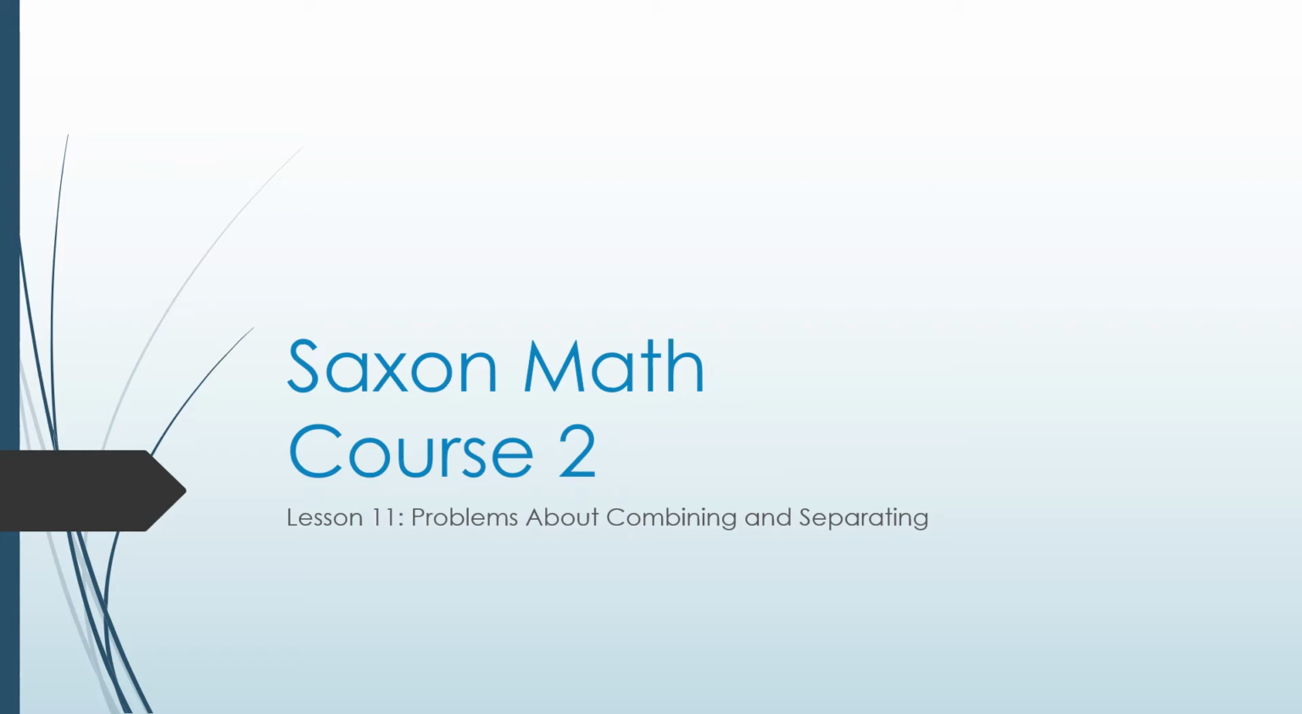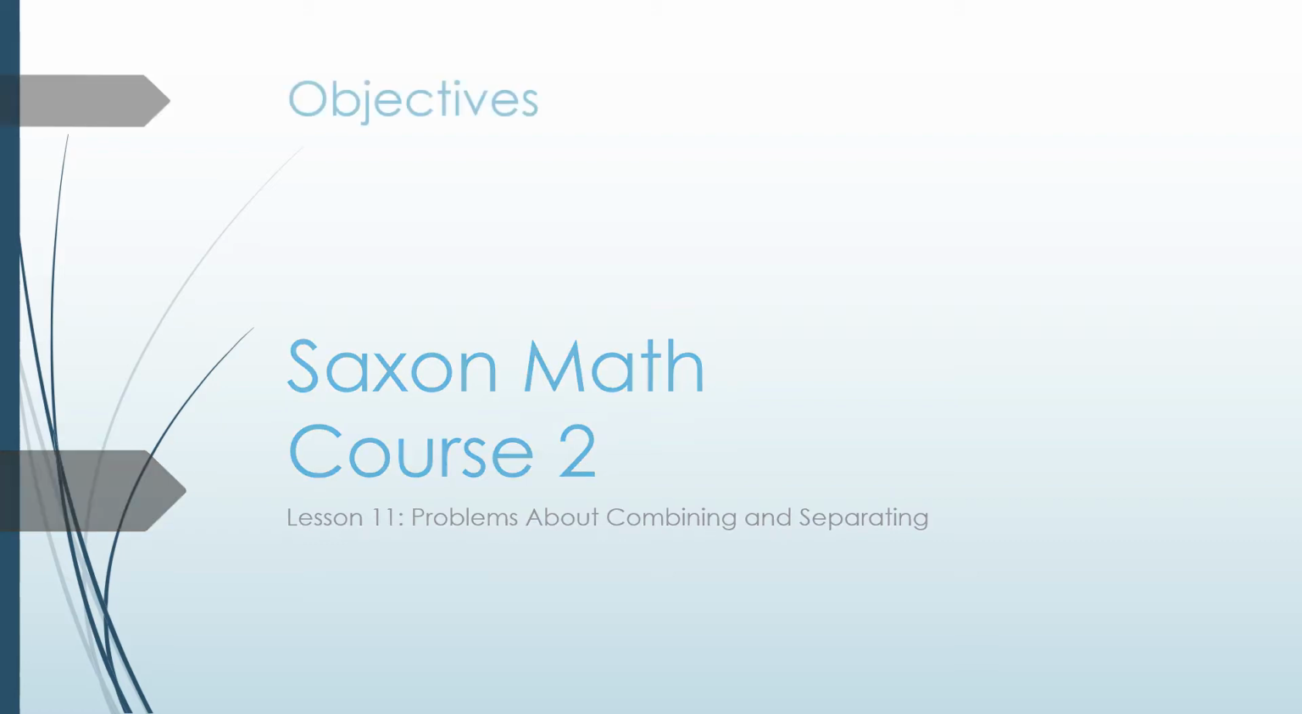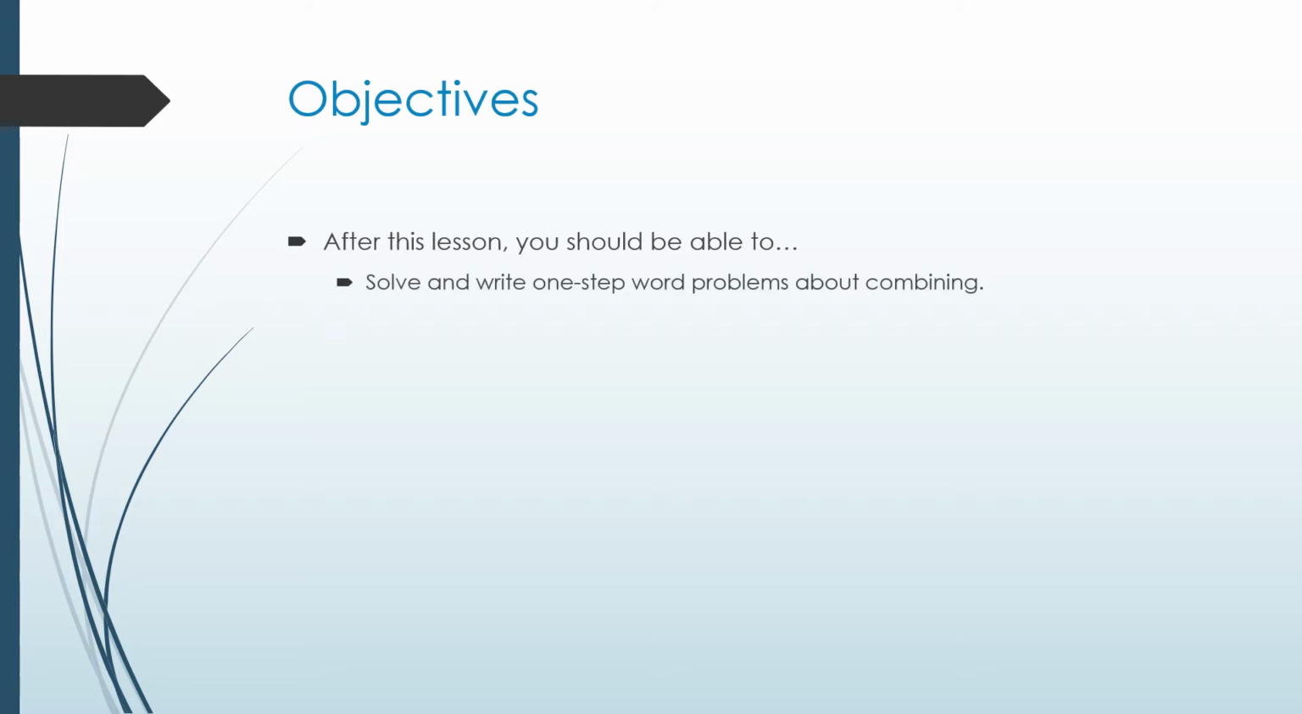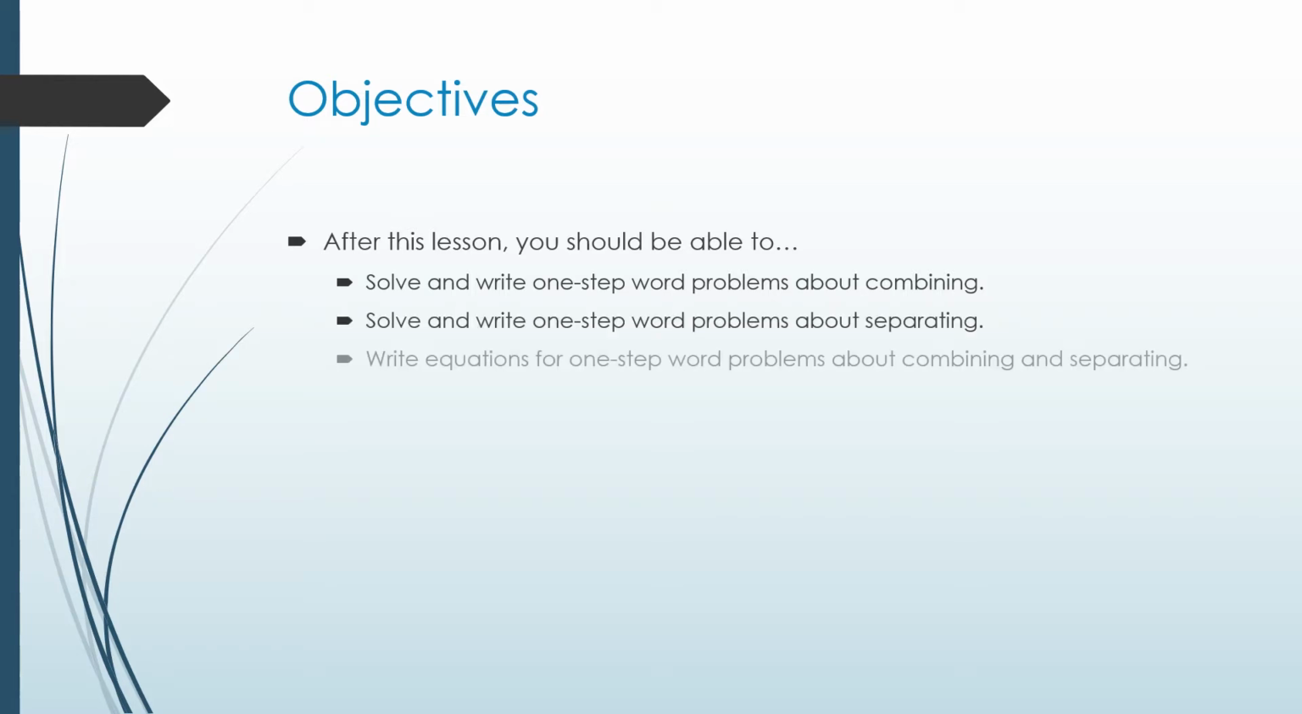Welcome to Saxon Math Course 2, Lesson 11, talking today about problems about combining and separating. Our objectives for the lesson today: after this lesson you should be able to solve and write one-step word problems about combining, solve and write one-step word problems about separating, and write equations for one-step word problems about combining and separating.